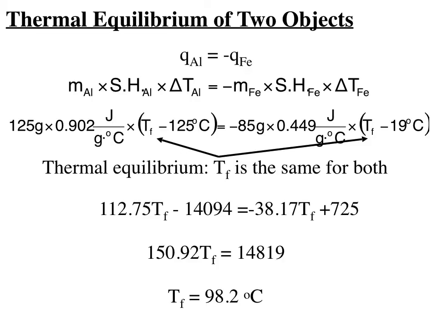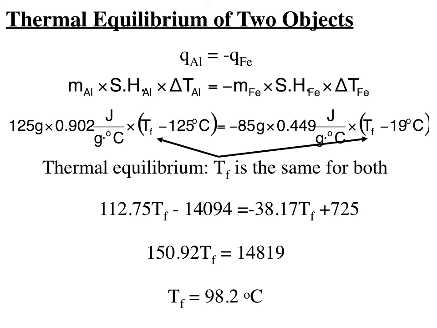To find the thermal equilibrium temperature of the two objects, we must solve the equation Q of aluminum is minus Q of iron. So we substitute the formulas for Q, and we have M_Al S_Al delta T_Al is equal to minus M_Fe S_Fe delta T_Fe. Now again, the minus sign, it does not matter which side of the equation it is on. It is only indicating that whatever change the left is undergoing, the right is undergoing the opposite change.